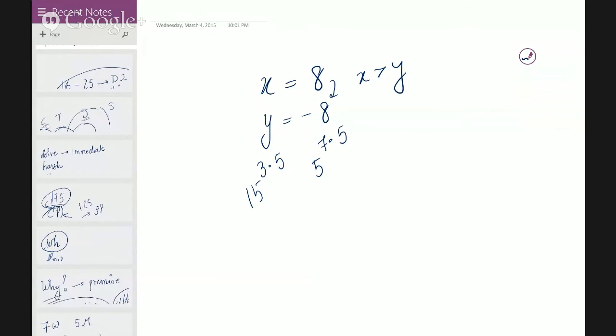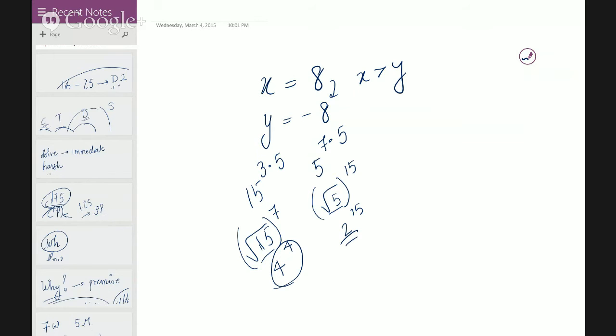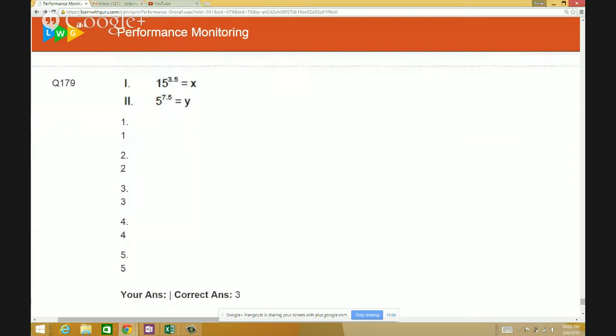15 raised to 3.5 and 5 raised to 7.5 is as good as 15 raised to 7 under root, and root 5 raised to 15. Now, if you just know root 15 and root 5, root 15 is going to be around 4, and root 5 is going to be around 2. So 4 raised to 4 and 2 raised to 15. Obviously, 4 raised to 4 is not as huge as this number. So the answer is definitely y is more than x.